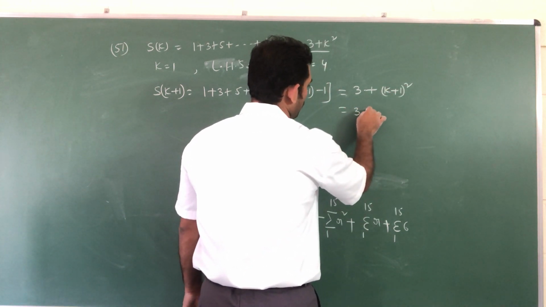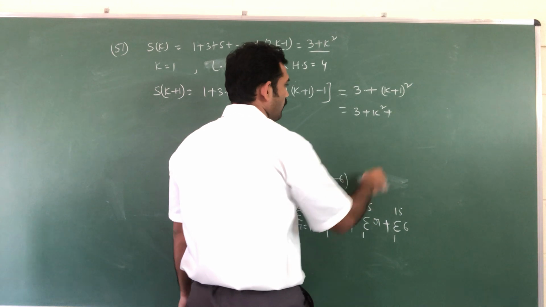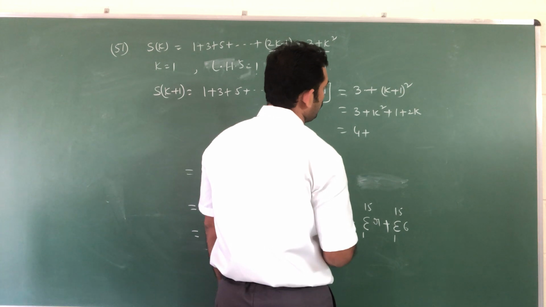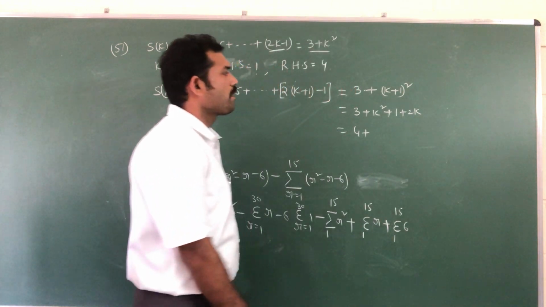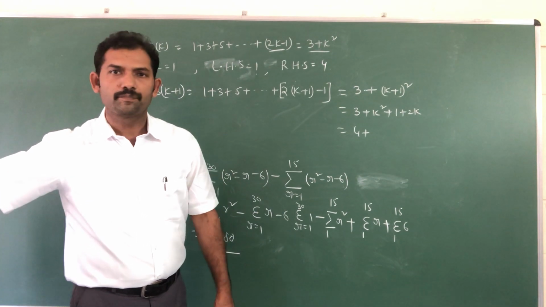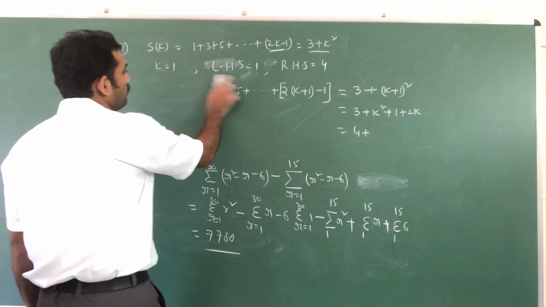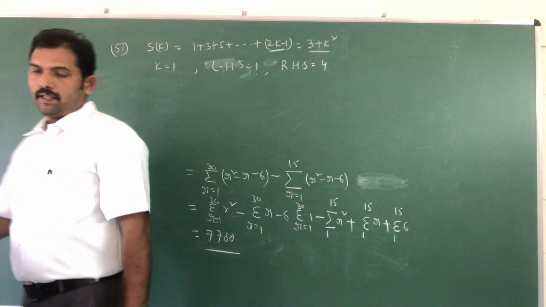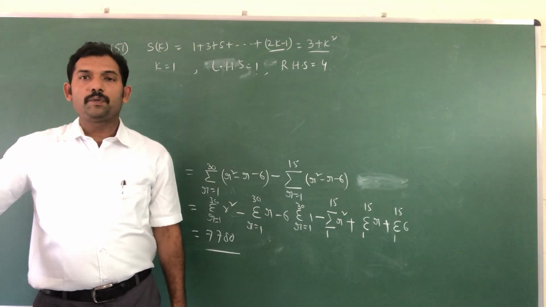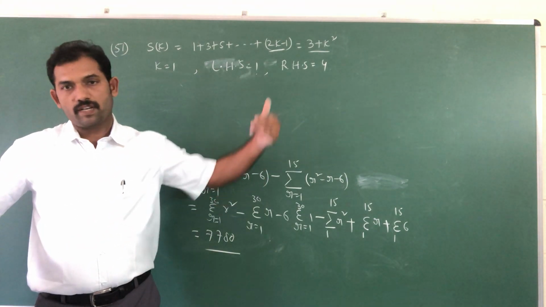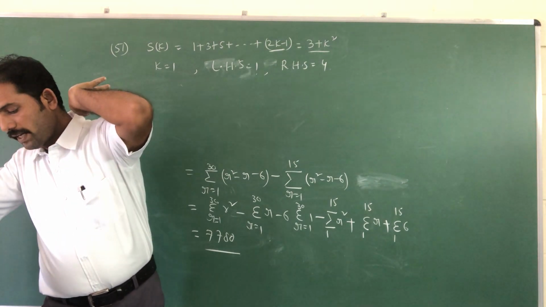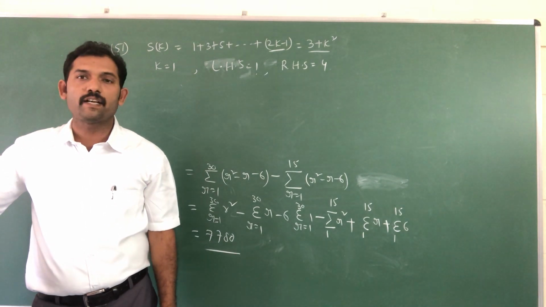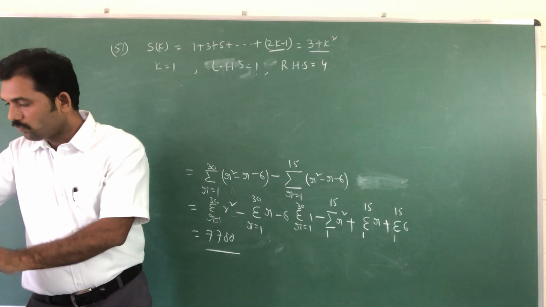So what happens? 3 plus k square plus 1 plus 2k, so 4 plus 2k, this is k plus 1 whole square. So the last condition is satisfied. So S of k implies S of k plus 1 is the only one satisfied. The first condition is wrong. Next, by the principle of mathematical induction can be used to prove the following formula? That is also wrong.